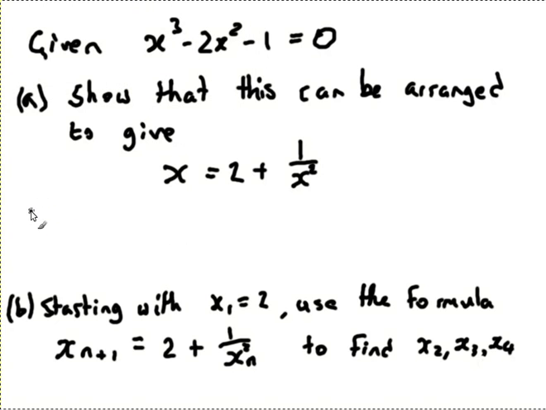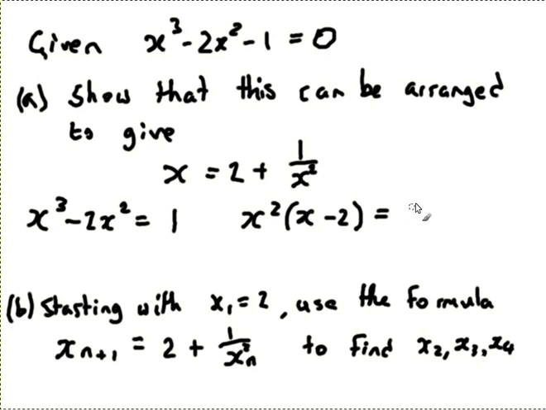Okay, I'm going to start with, as I can see, there's a 1 over x squared. What I'm going to do first is add the 1 over x squared. Then I think it would be a nice idea to factorise out an x squared on the left-hand side. Now I'm going to divide by x squared. And then lastly, I'm sure you can see where I'm going with this, I'm going to add 2. And lo and behold, I have their rearrangement.